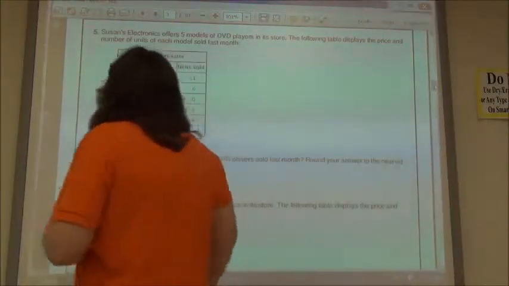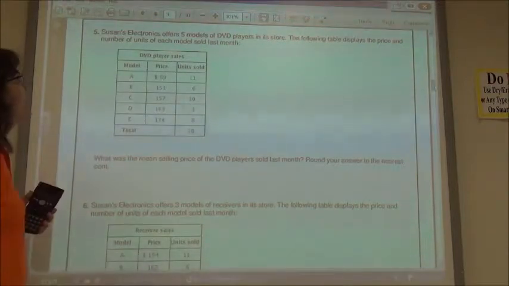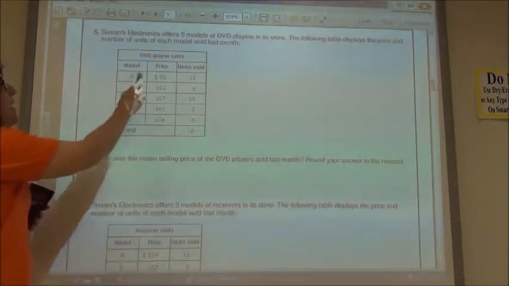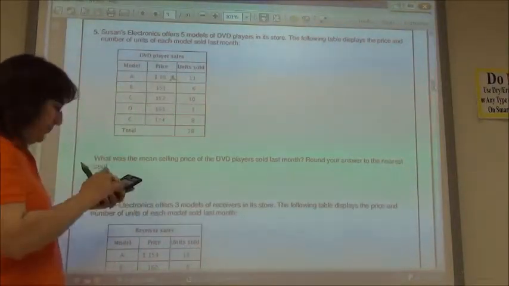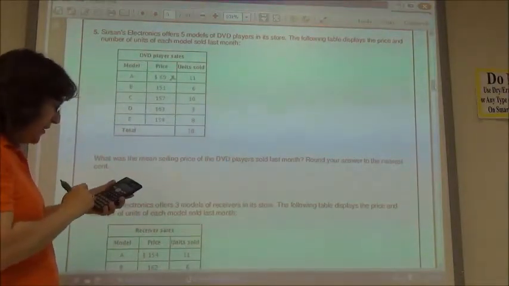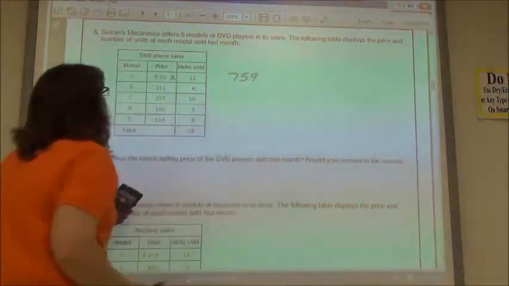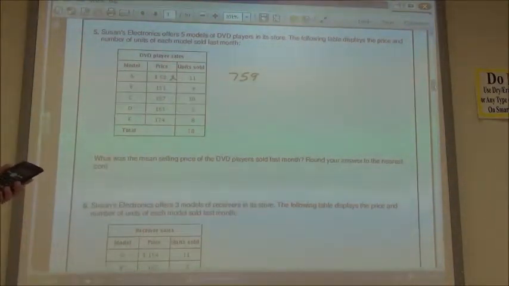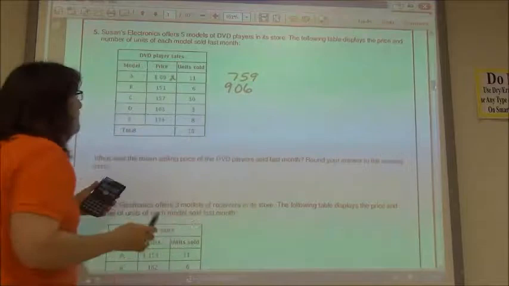Number 5, Susan's Electronics offers 5 models of DVD players in its store. The following table displays the price and number of units of each model sold last month. So, Model A cost me $69 each. I sold 11 of them. So 69 times 11 means we got $759. Model B was $151 each. We sold 6 of them, so that's $906 we made.